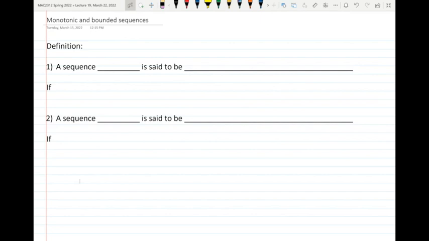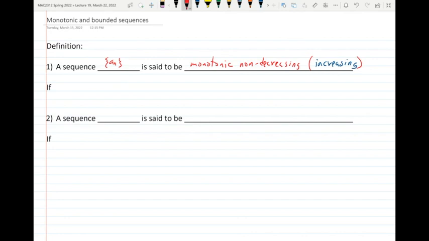So let me define this. A sequence a_n is said to be monotonic non-decreasing, and in parentheses I'm going to put increasing, and I will explain why. It's technically not the same thing. Because when I say non-decreasing, what I mean is it doesn't go down, but it can stay the same. If you say increasing, it means it doesn't stay the same. It's always going up. So there is a slight difference.